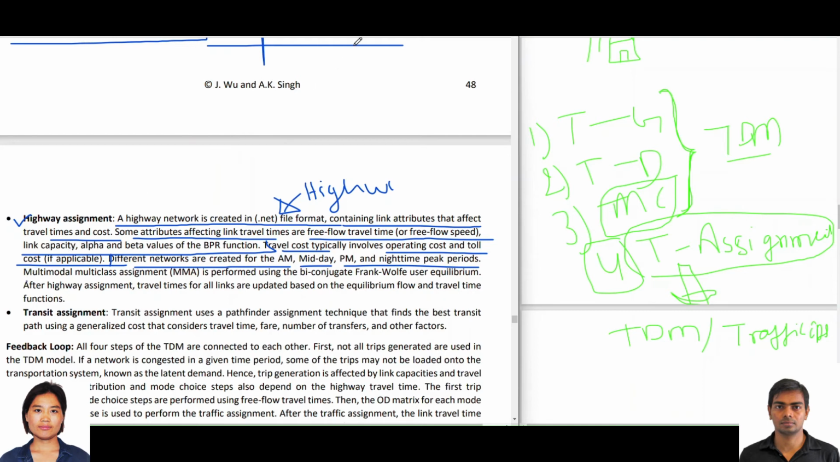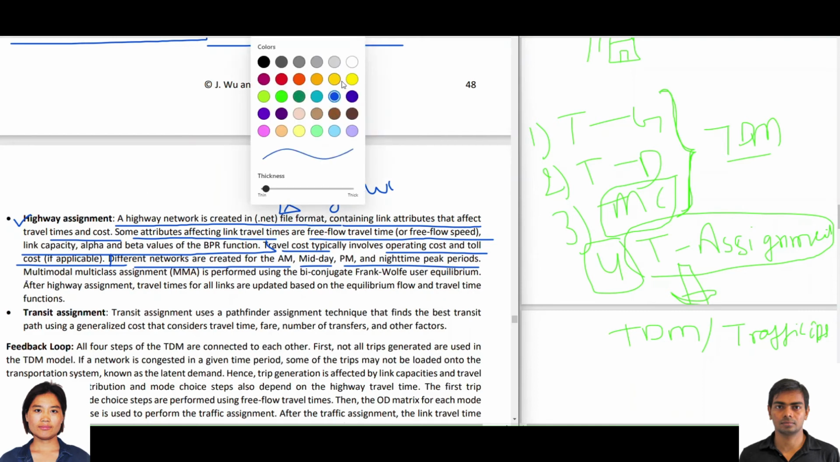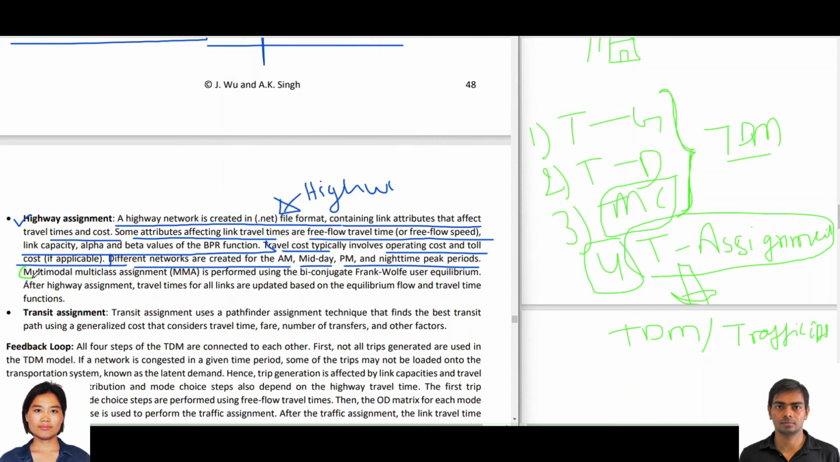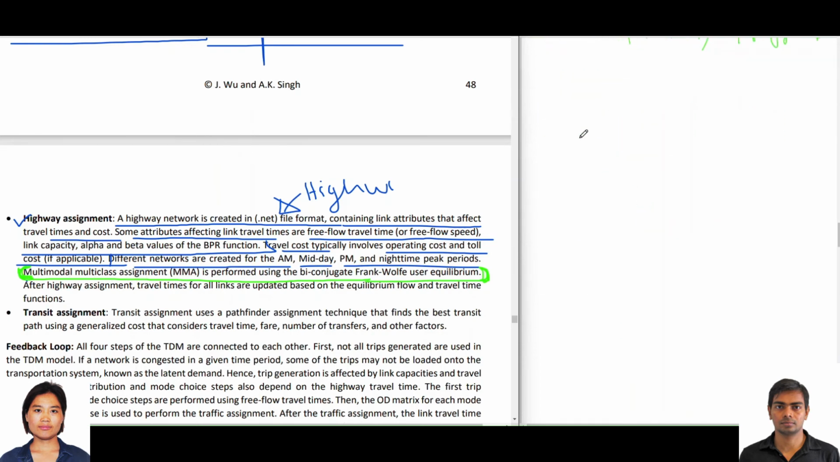Okay, this is an important statement, so I'm going to use a different color here. This in itself has a lot of information. Multimodal multi-class assignment is performed using the biconjugate Frank-Wolfe algorithm, Frank-Wolfe user equilibrium. So this has two pieces of information. First, what is multimodal multi-class assignment, MMA?